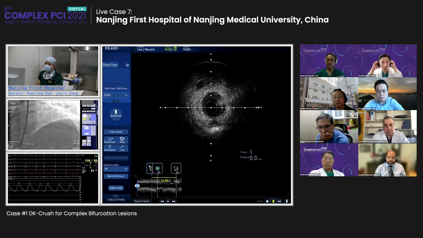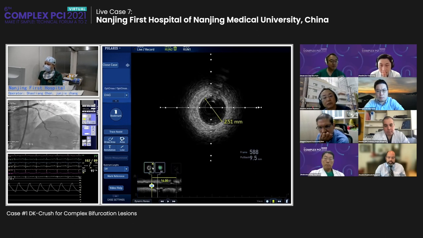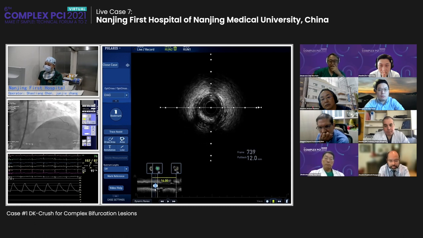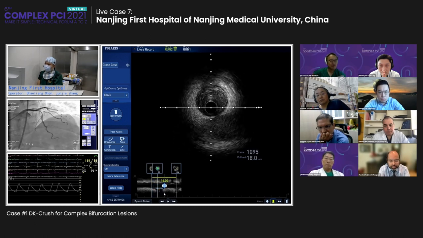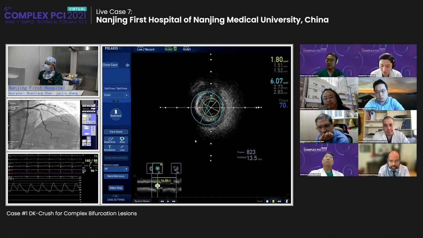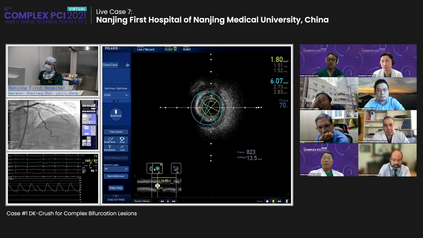And the second one, we check IVUS from the diagonal two to the LAD. The distal diagonal vessel is normal and the vessel diameter is about 2.5 millimeter. Then pull back. Here we can see eccentric plaque. Go on, pull back. And here, this is the ostium of the diagonal. The vessel diameter is just 2.3 millimeter. The minimal lumen area is just 1.8 square millimeter, and the plaque burden is more than 70%. And the lesion length from the distal diagonal to the ostium diagonal is 16 millimeter. Okay, this is the baseline IVUS imaging. Thank you.